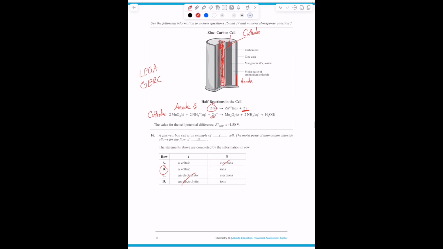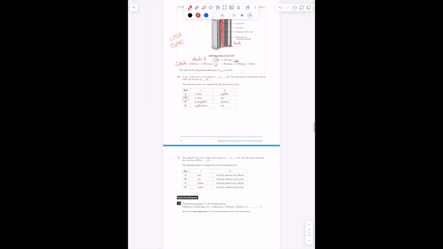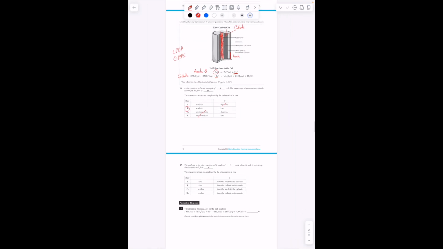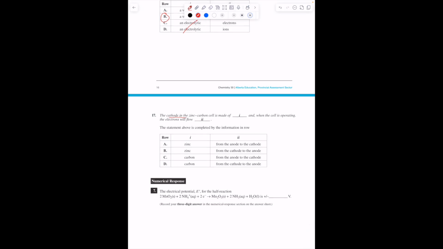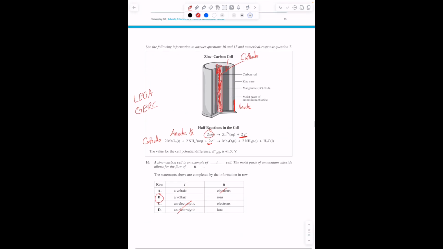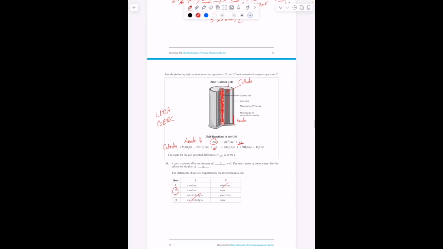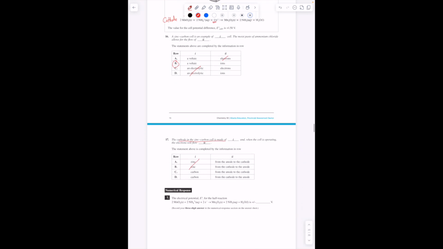All right, let's answer another question. It might be too small on your screen. The cathode in the zinc carbon cell, oh, we already know that. The cathode has to be the carbon rod in the middle, because this stuff is the paste. That's for the flow of ions. The cathode is for the flow of electrons. The electrons flow, oh, we already know that. Electrons flow anode to cathode. So that's out. So 17 is C.